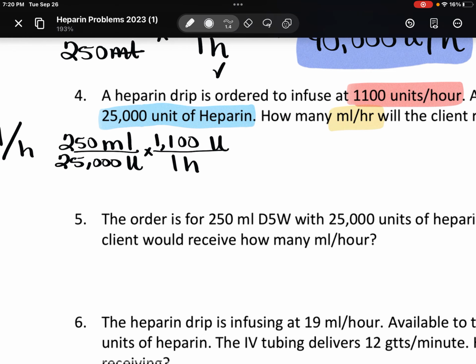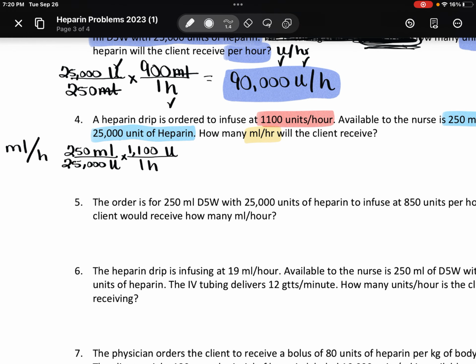Do I need to continue my problem or am I finished? Well, let's see. My units cancel. What am I left with? Left with milliliters and hour. That's what I have here, milliliters and hour. So I know that my problem's finished. I just got to do the math.